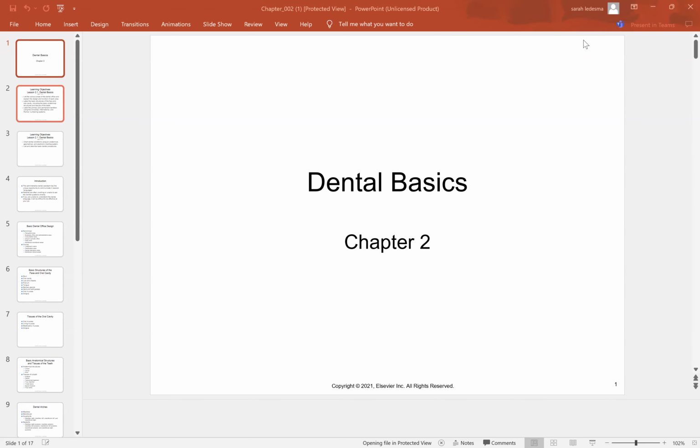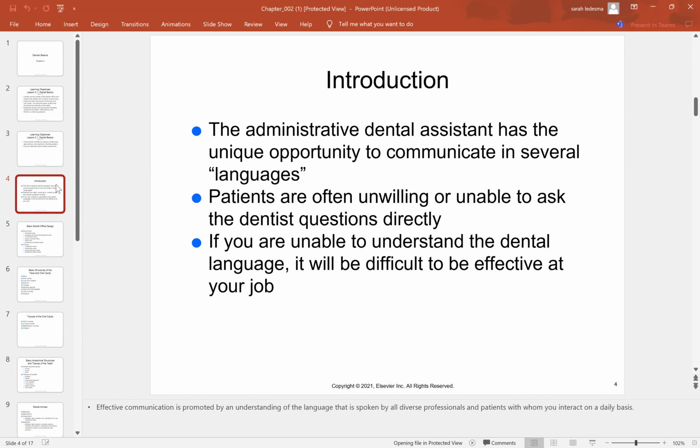Chapter 2, Dental Basics, from the ADA book. The administrative dental assistant has the unique opportunity to communicate in several languages. Patients are often unwilling or unable to ask the dentist questions directly. If you are unable to understand the dental language, it will be difficult to be effective at your job.